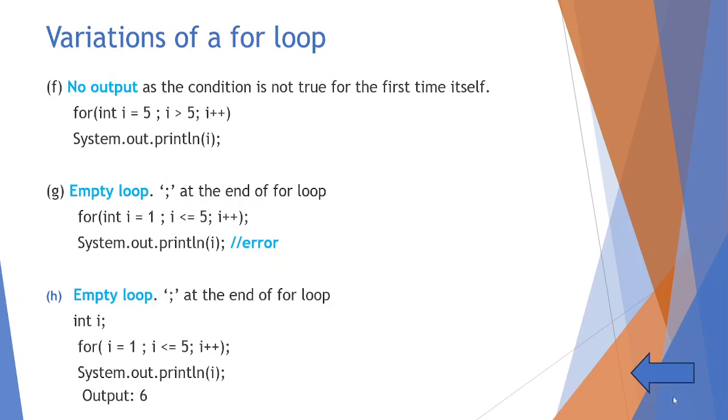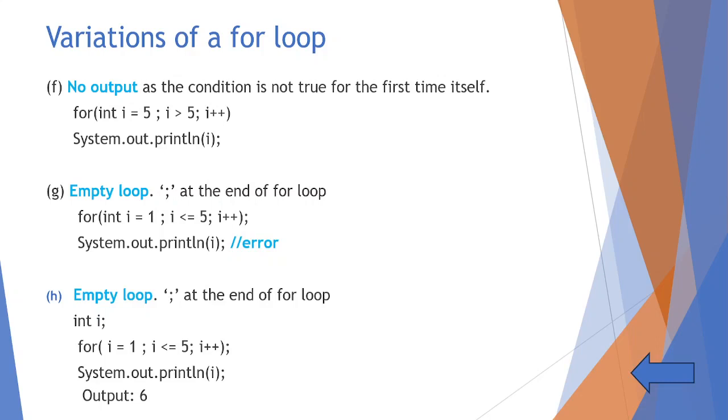Now no output because the condition first time only false. For int i is equal to 5, semicolon, i greater than 5. If initially i is 5, i can never be greater than 5 first time. So there is no output and body will not be executed even once.